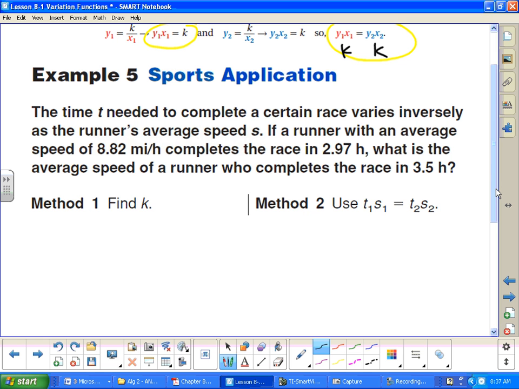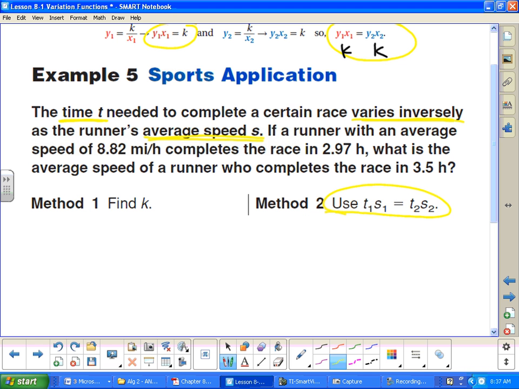So the time t needed to complete a certain race varies inversely as the runner's average speed. So time varies inversely with their average speed. Okay? We're always looking for how it varies. Does it vary directly? Does it vary jointly? Does it vary inversely? Since it says inversely, we can use this method for solving an inverse variation problem.